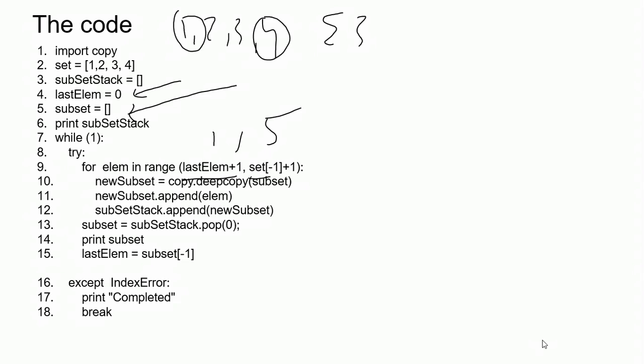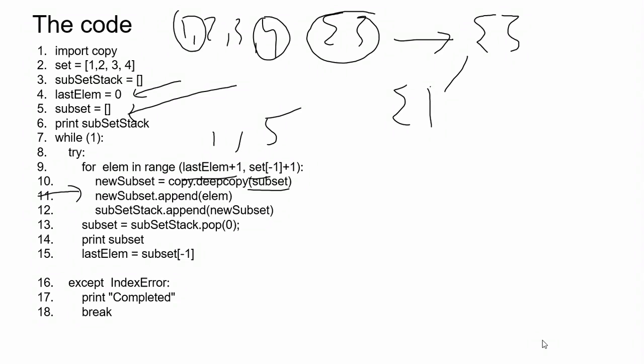And what I am doing every time is appending the element to the new subset. So what is the new subset initially? New subset is a copy of subset. What is subset initially? It is null. So new subset creates a copy, and it also becomes null. Then I do new subset append element. The element in the first iteration is 1. To the null subset, if I add 1, it becomes 1.